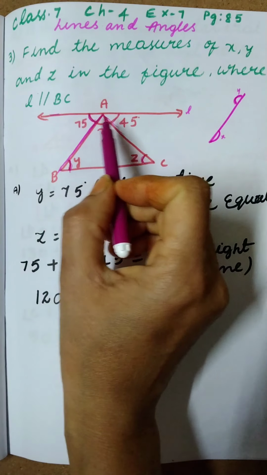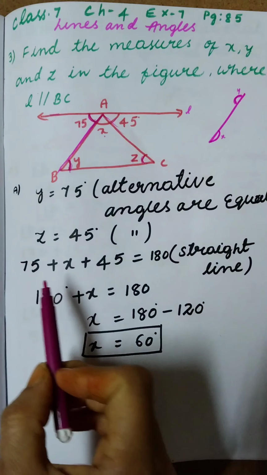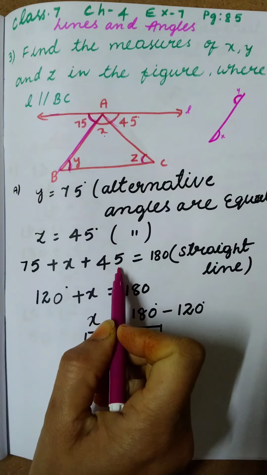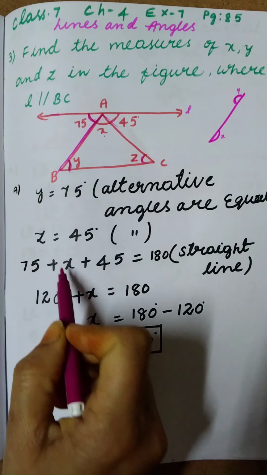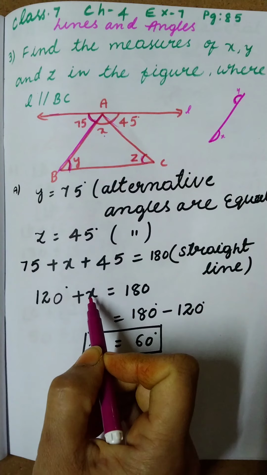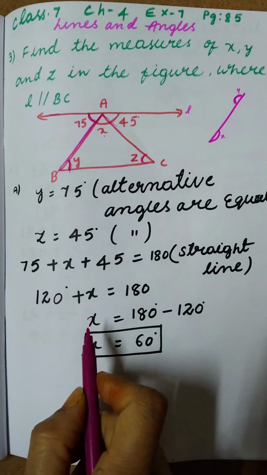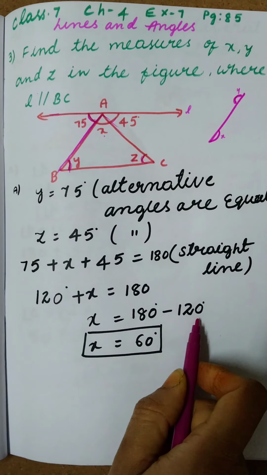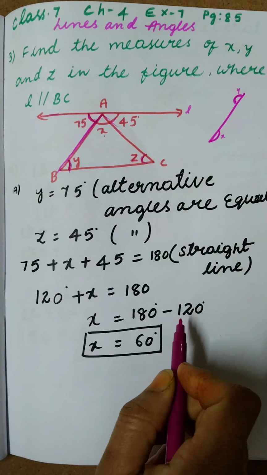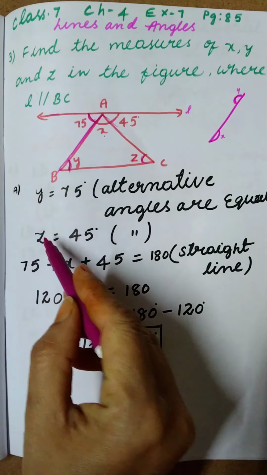Okay, the three angles here are 75, x and 45. We have to add these. 75 plus 45, we get 120. Plus x, I have written the same, equal to 180. We have to find the x value, so this 120 we have to transpose to that side. We get x equal to 180 minus 120. We got x equal to 60 degrees. If you subtract from 180, we get 60 degrees. Now we got the values of y, z and x.